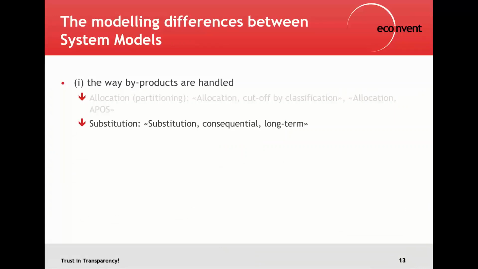The other approach that can be used to solve multifunctionality is substitution. So substitution is the approach used by the system model substitution consequential long-term. And in the substitution approach, the reference product of the activity will be burdened with the full impacts of the activity, and it will be credited with the benefits for the byproducts that are produced in the same activity and can substitute other production routes.